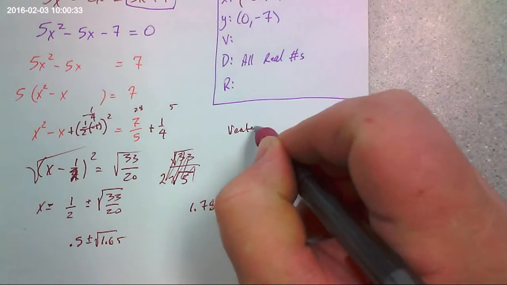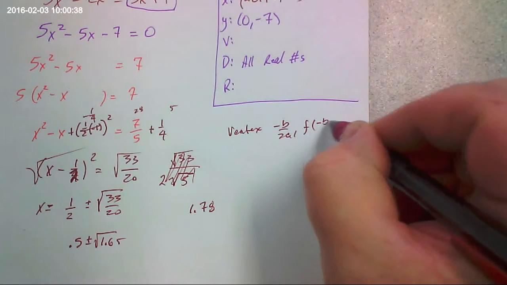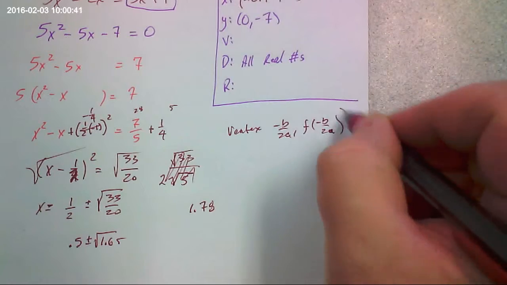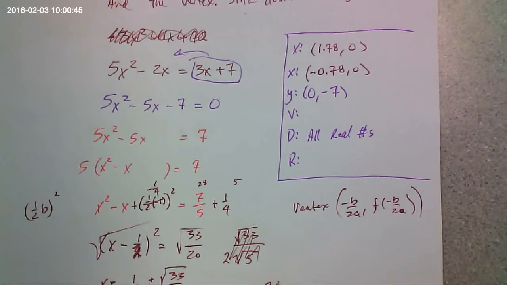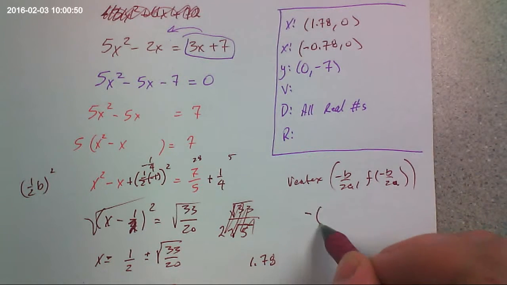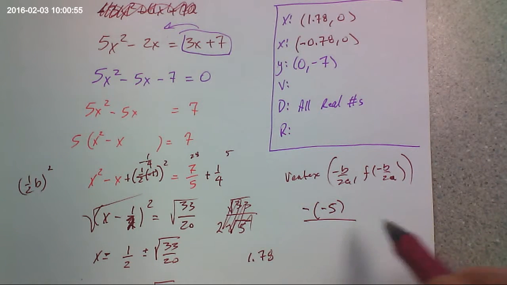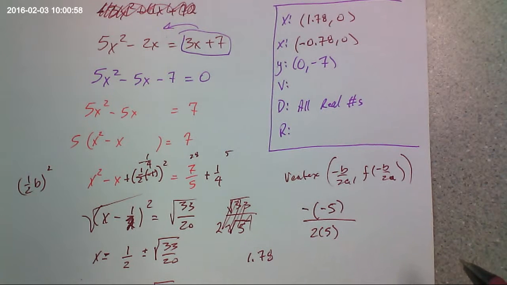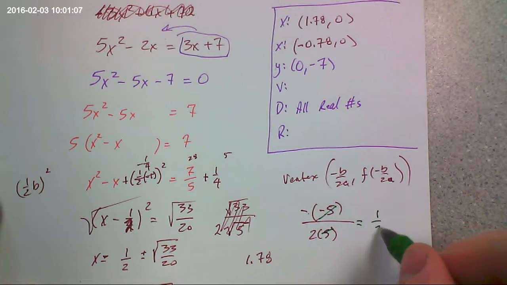So for the vertex, you have to take negative b over 2a and plug it in, right? So that's your x and y coordinate of your vertex. All right, so what is negative b over 2a? What's b? B is negative 5, right? So I'm going to write it out, very, very careful. And what was a? 5. Reduce for the love of all that is good and holy. Please, reduce. It's positive 1/2.